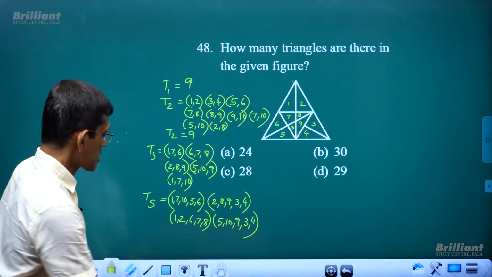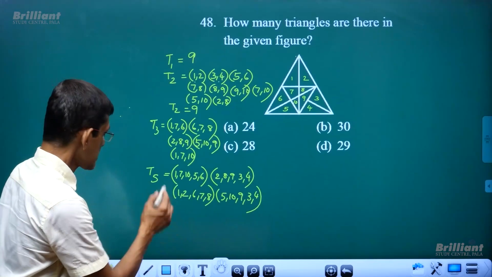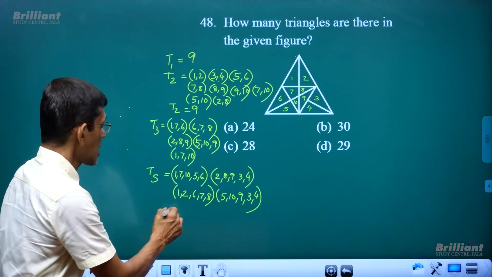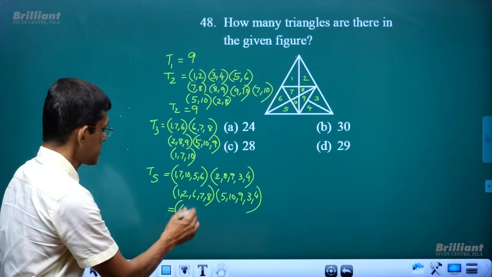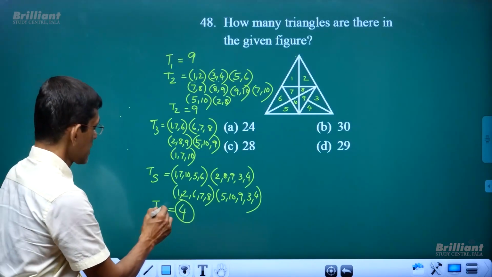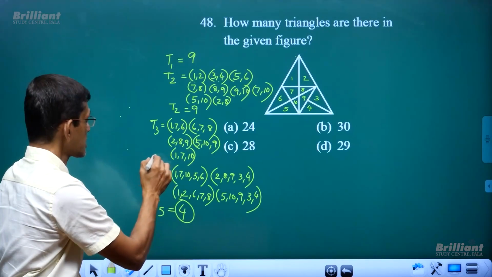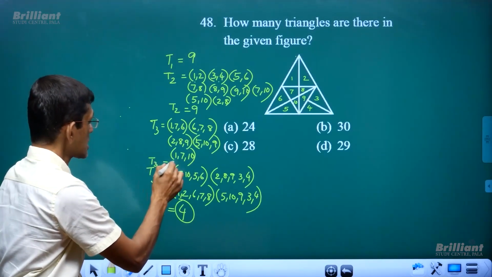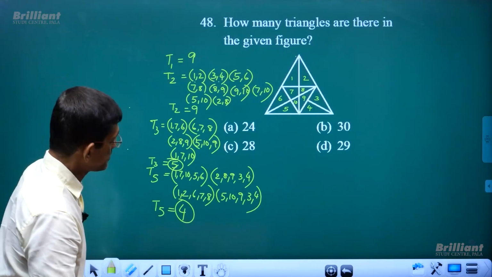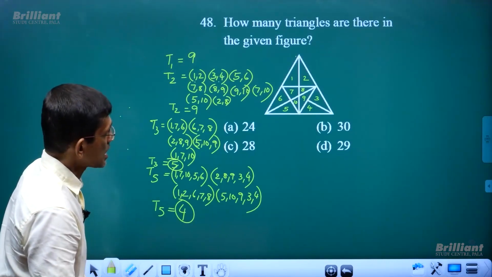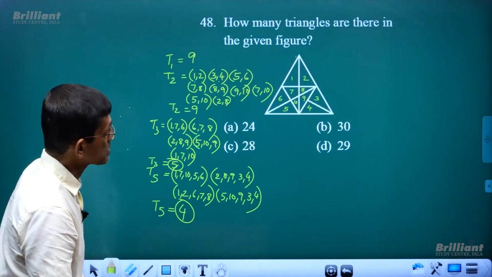And now how many such triangles are there? If you take five pieces, how many? Four of them. So T5 is 4. And how about T3? T3 is 5. What else do you have? Any other possibility?